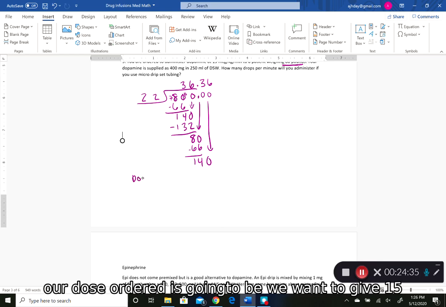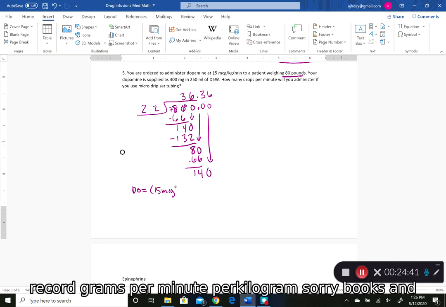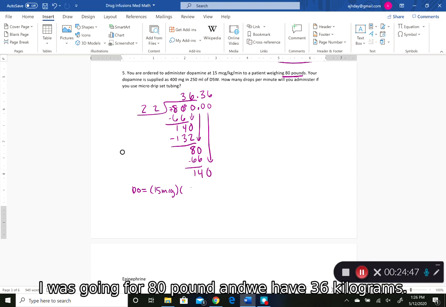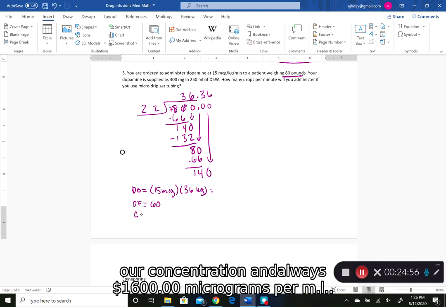So our dose ordered is going to be, we want to give 15 micrograms per minute, per kilogram, sorry. And then I was going to put 80 pounds, and we have 36 kilograms. Drip factor, always going to be 60, and our concentration is always 1600 micrograms per ml.